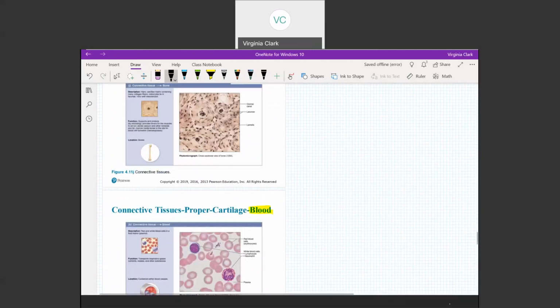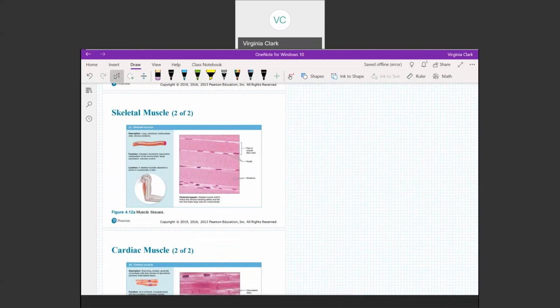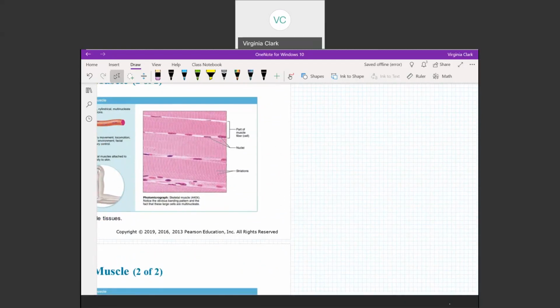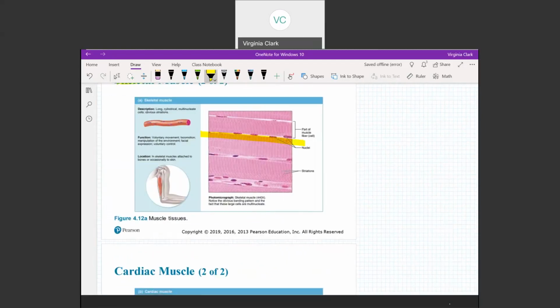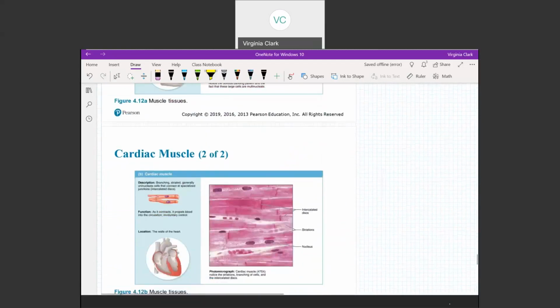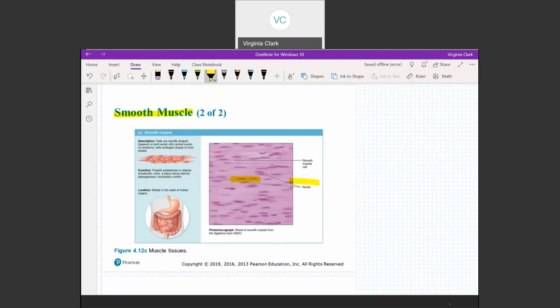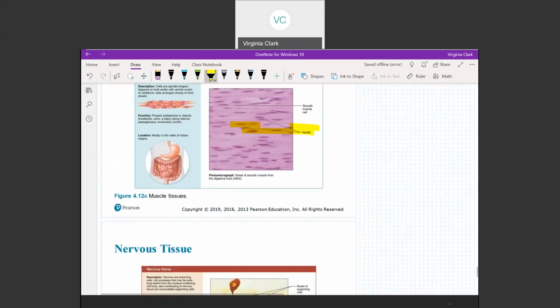So to drive on down and look at these guys, here is your skeletal muscle. It looks a little different. See how these are very long cells. Then you've got cardiac muscle. Again, it's a long cell. And then our smooth muscle, which are long cells, but really flat ones. So those are the three types of muscle tissue that we'll talk about after the midterm.